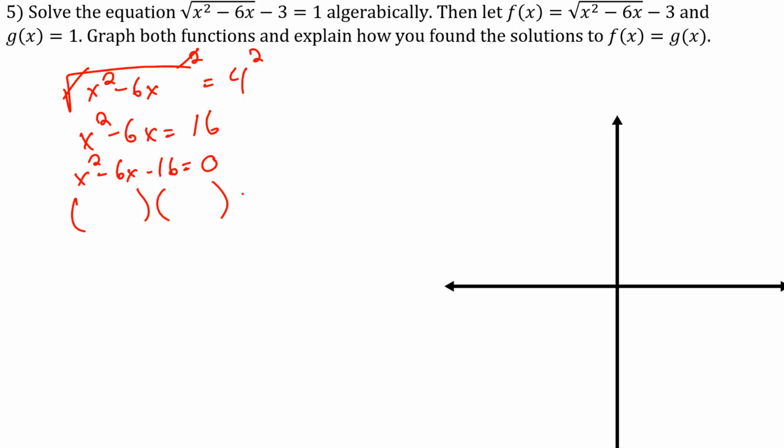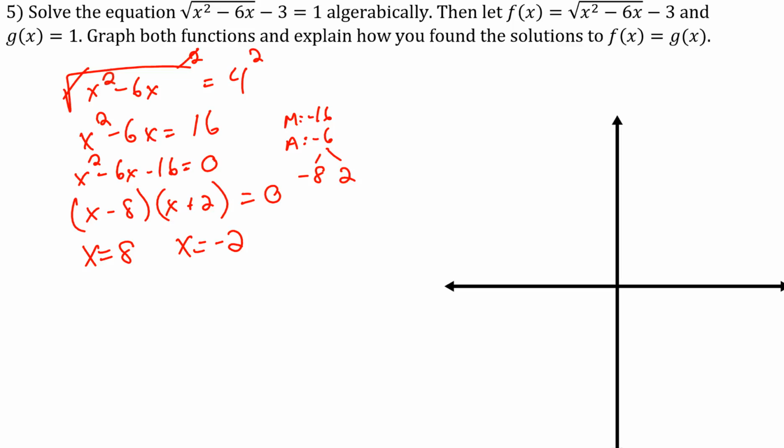It's a trinomial with a leading coefficient of 1, so I don't need to go through the whole AC method. What multiplies to negative 16 and adds to negative 6? Negative 8 and positive 2. Now we can use the zero product property: if I multiply two things together and get 0, the first term is 0. That happens when x equals 8, or the second term equals 0. That happens when x equals negative 2.